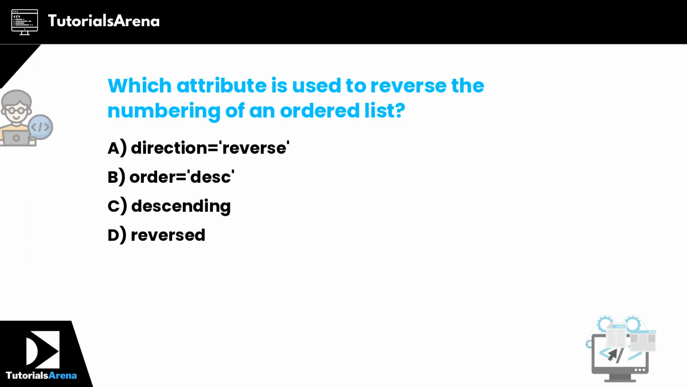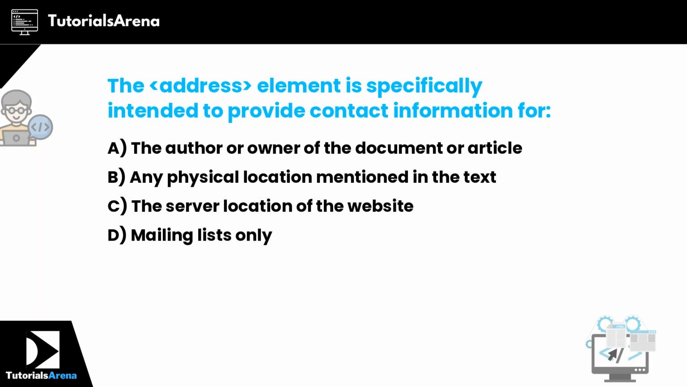Which attribute is used to reverse the numbering of an ordered list? The correct answer is option D, reversed. The address element is specifically intended to provide contact information for. The correct answer is option A, the author or owner of the document or article.